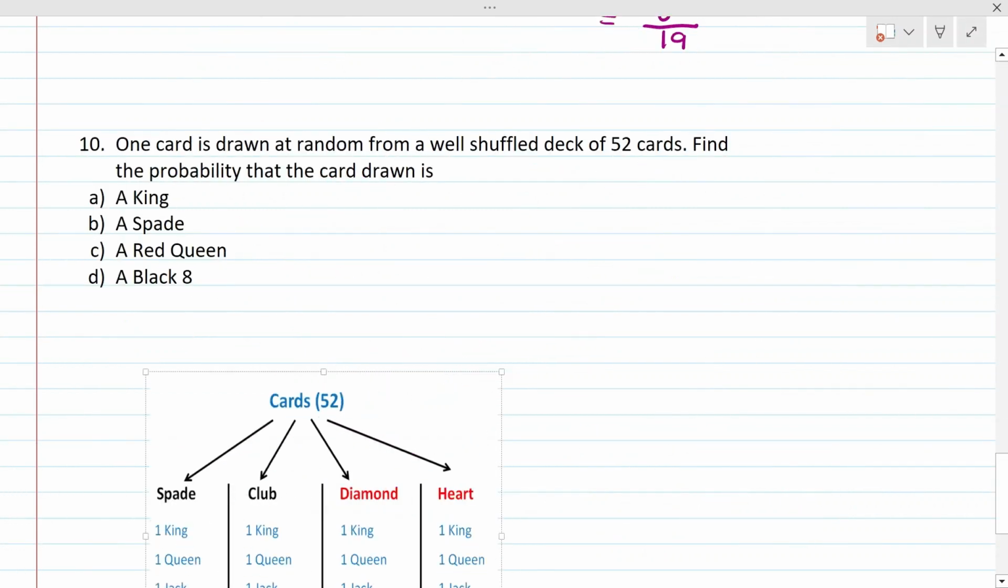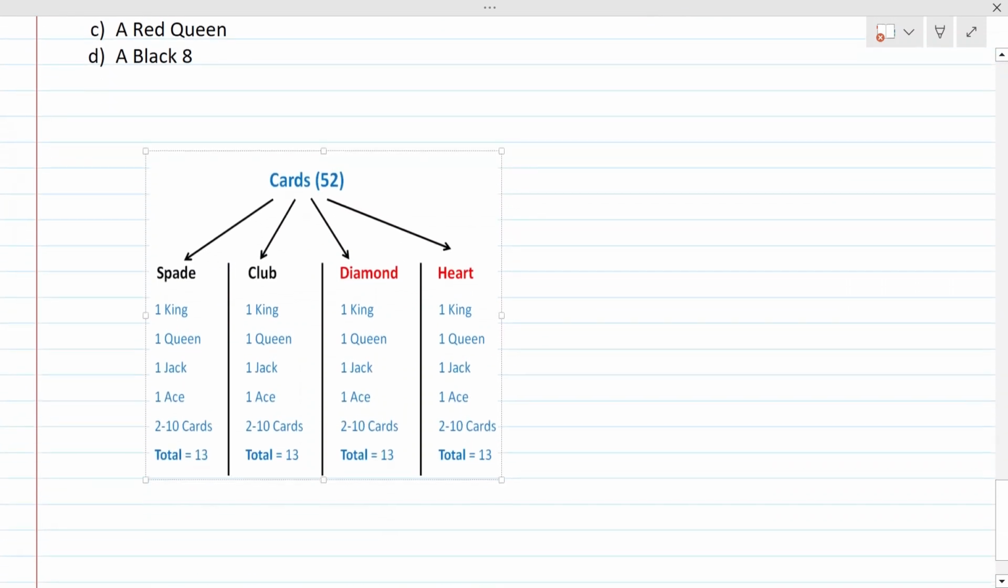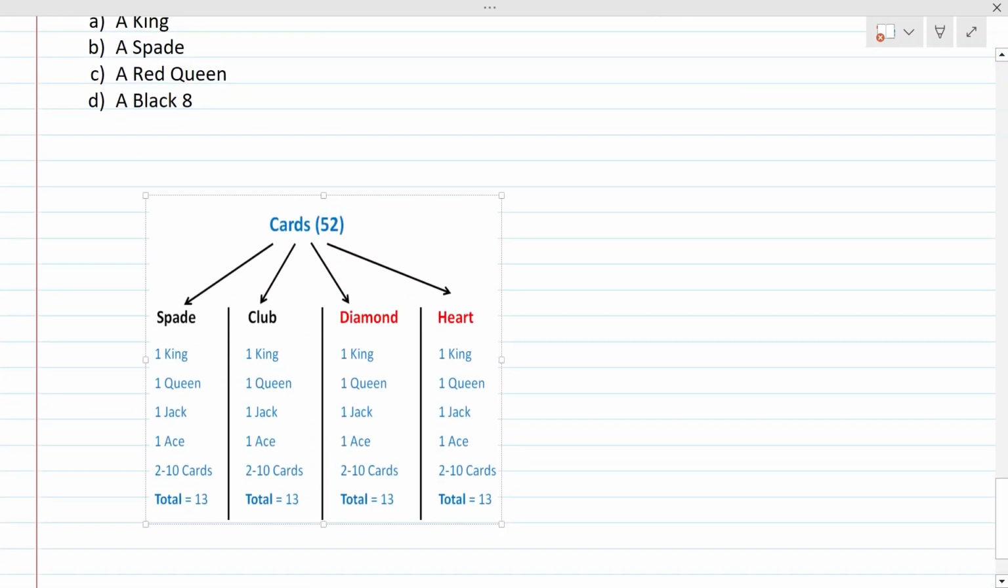The 10th question is, one card is drawn at random from a well-shuffled deck of 52 cards. Find the probability that the card drawn is a king, spade, red queen, black eight, all that. Now once again I will explain the card details. This is the playing cards. I have already explained this in my first probability video, but still once again I'll explain.